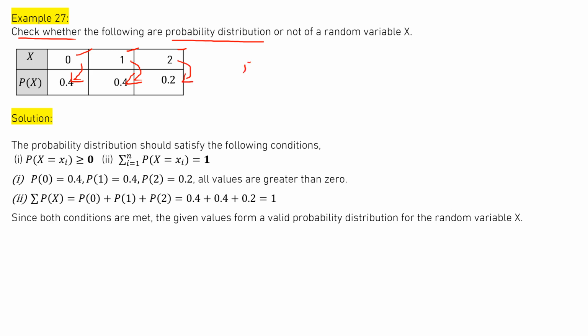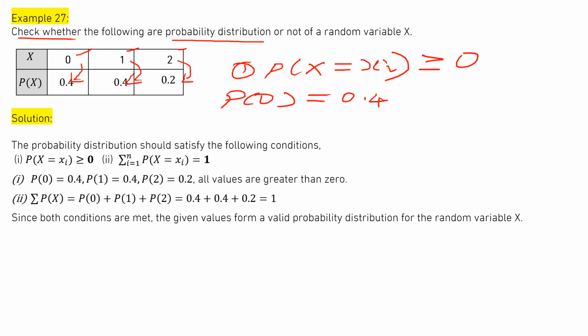So what is my first condition? My first condition is that the probability of X equal to xi, that is, all the values, should be greater than or equal to 0. So see the first value here. What is P of 0? My P of 0 is 0.4. So this is greater than or equal to 0. My second value P of 1 is equal to 0.4. That is also greater than or equal to 0.